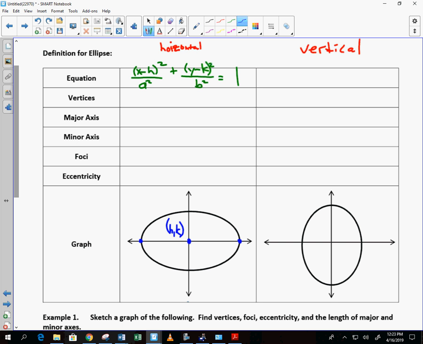And here's the cool thing. The number of units that it's stretched in the horizontal direction is not a squared, but rather just a. So when we move a units from the center, think of the center as having an h value and a k value. If we move a units horizontally, is that going to change the h value or the k value? H. So you have h plus or minus a, and then you have your k value.